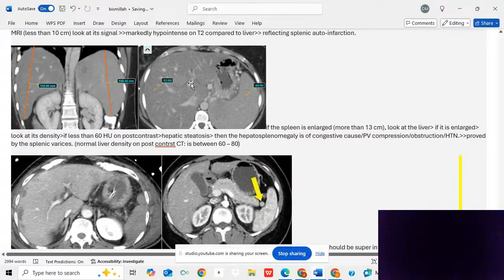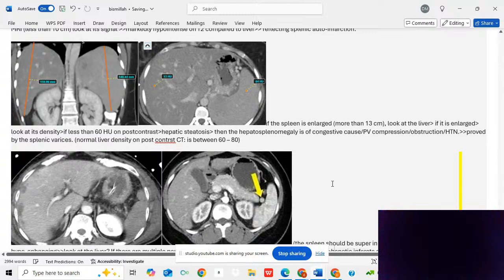So you need to check for the portal vein. I've checked, I found splenic varices here, as you can see here. So, yes, the reason of the hepatosplenomegaly here is due to venous congestion.